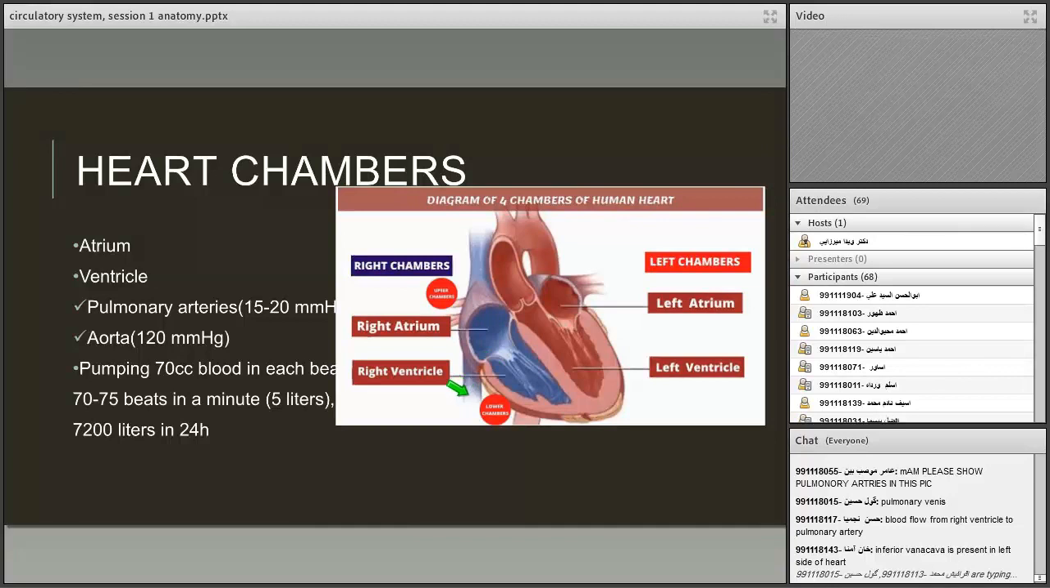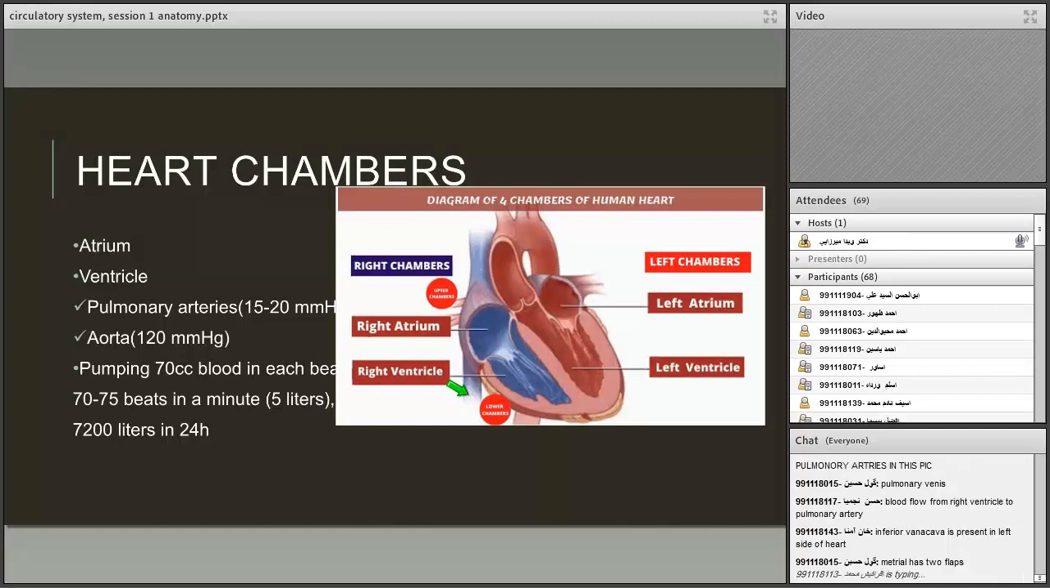Inferior vena cava is present in the right side of the heart. This is the inferior vena cava. Okay? The oxygenated blood will pour into the left atrium and pass through the mitral valve. Yes, it has 2 flaps. And after that, the blood will come into the left ventricle. The heart will pump the blood to the aorta from the left ventricle.